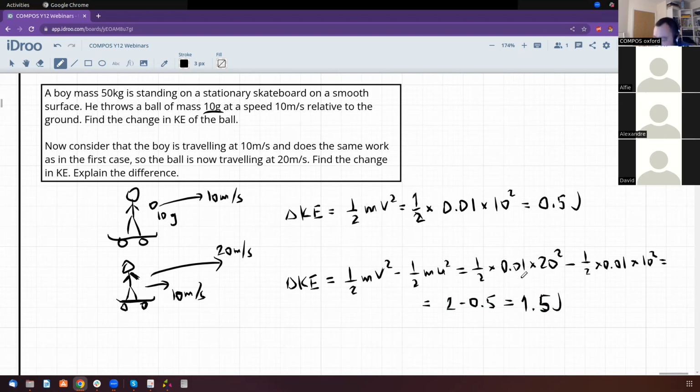I don't know if you see the issue here. It's the same boy using the same muscles, throwing the ball at the same speed, because in the frame of reference of the boy, he's throwing the ball at 10 meters per second.